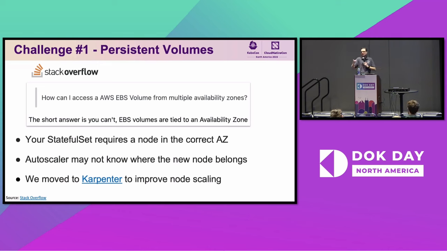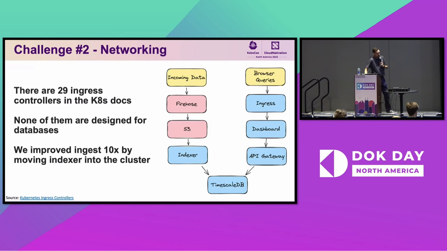We shifted to a product called Karpenter, which is open source. The AWS folks who are here are talking about that as well. This is a link to our blog about how we moved to Karpenter; we'll share our slides. You also happen to save money by using Karpenter because it can right-size your nodes so that you fit everything in a little bit better. So challenge number one solved.